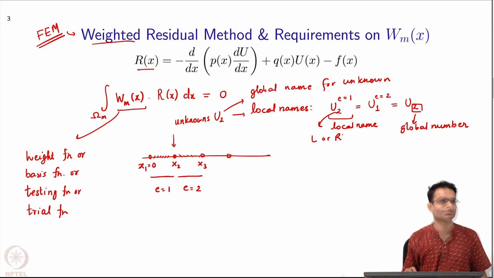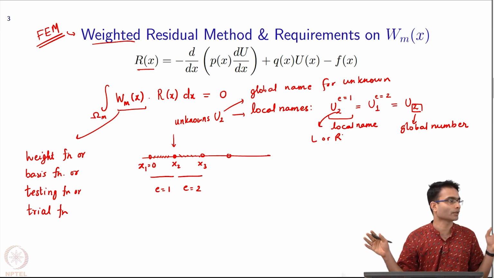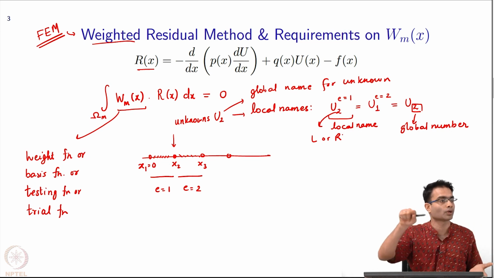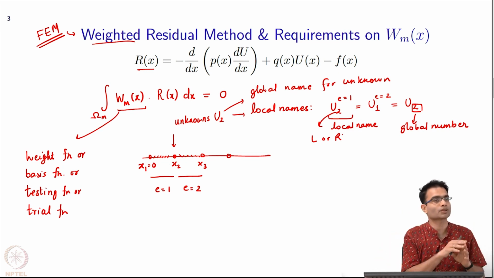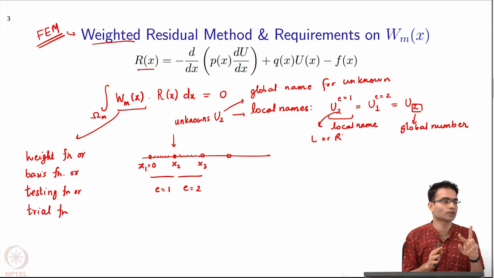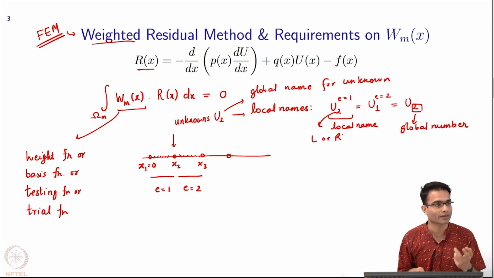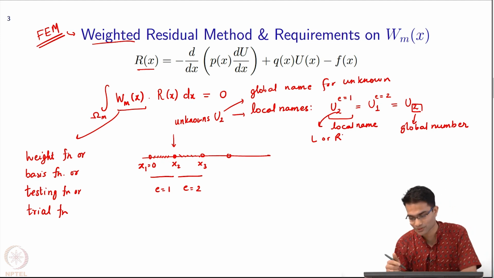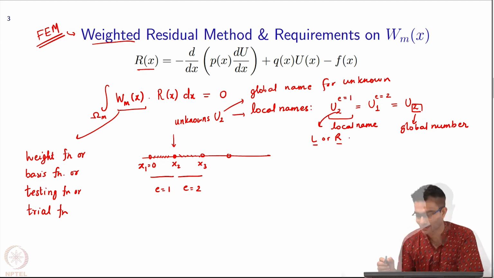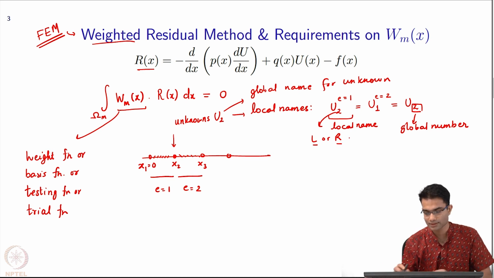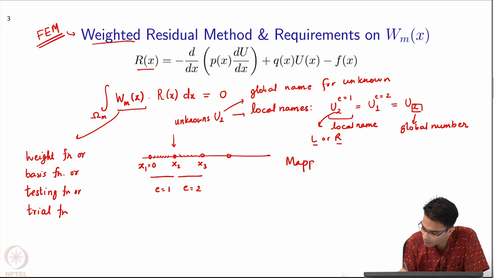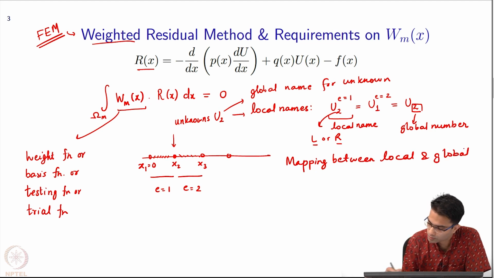If I have 10,000 elements, then I'll have to be numbering them U1 up to U10,000. But if I am maintaining a list of elements, then within each element there are only 2, U1 or U2. You could write it as UL and UR, but then when you go to code it, U1, U2 become natural indexes for an array. So this is something to keep in mind, left or right. This mapping between local and global should be maintained.